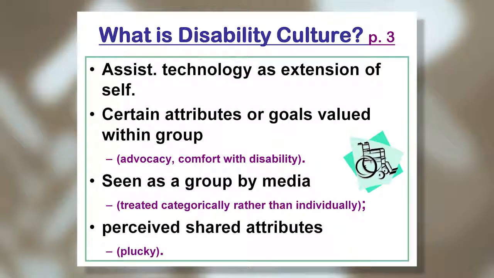We use assistive technology, and we see it as an extension of the body. It's part of the self. There are certain attributes that are valued within this group, such as advocacy. We're often seen as a group by the media, though, called the disabled, as if we're one conglomerate, and perceived shared attributes, which is people with disabilities are supposed to be plucky or cheerful.